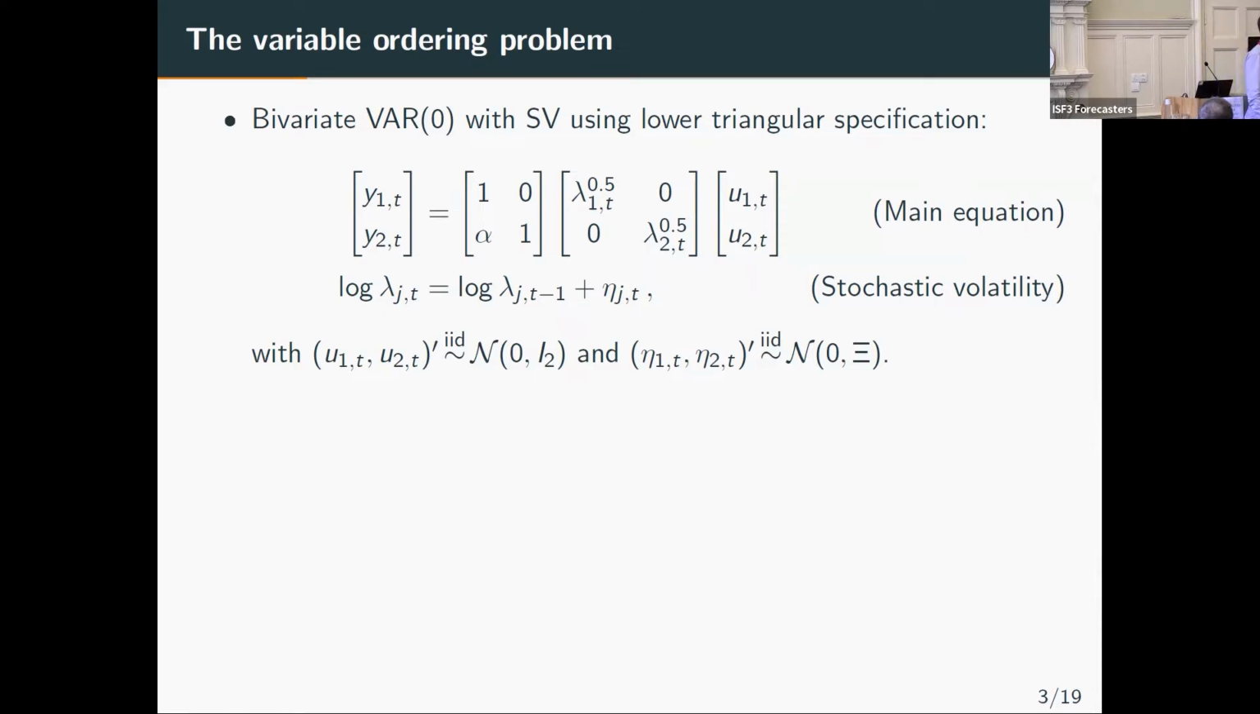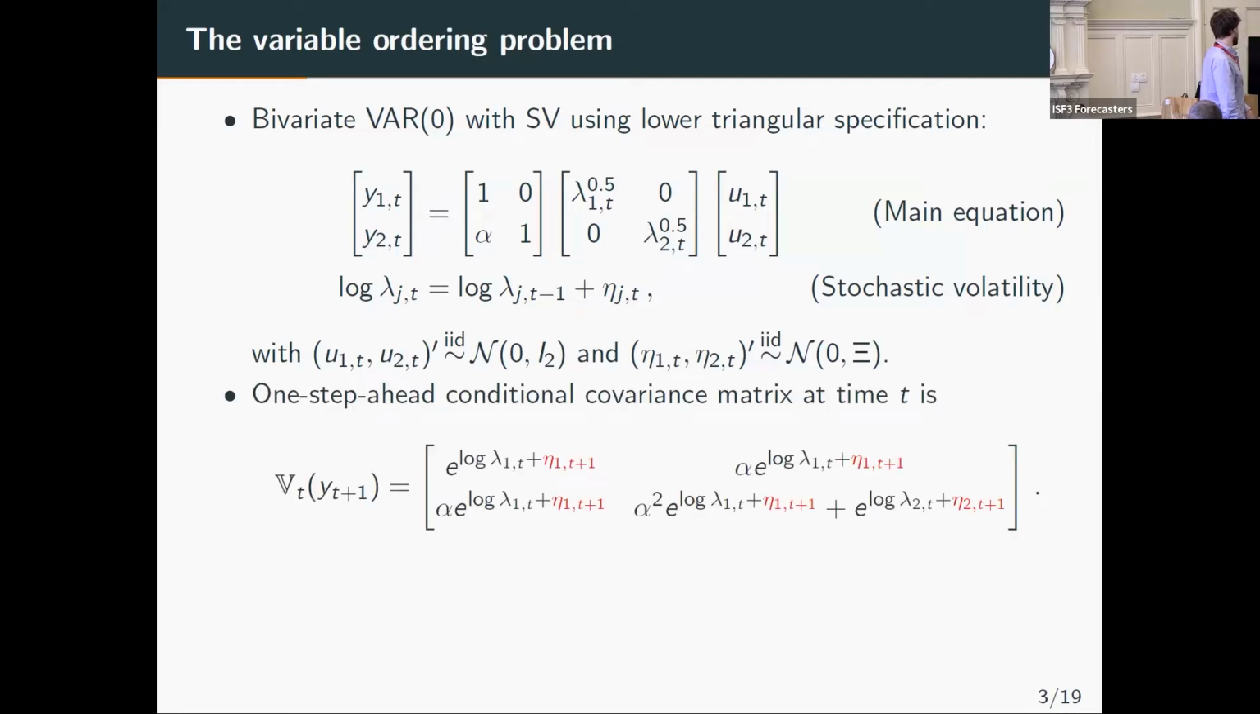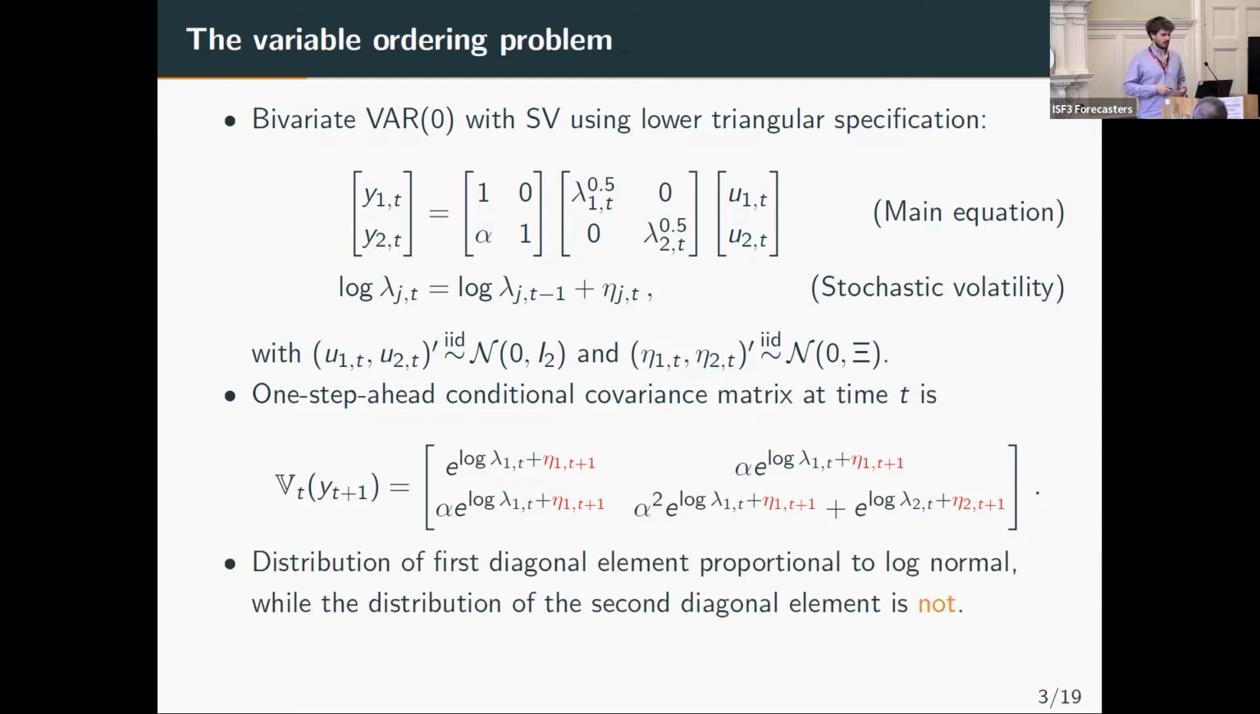And again, this is the lower triangular decomposition. So the one step ahead conditional covariance matrix of this, what does it look like? It looks like this. That's a bit of a complicated expression perhaps, but in the end, if you look at the first diagonal element, you have this e to the log lambda plus the eta. The eta is normal, so this first element is proportional to a log normal. You take the log, you have basically a constant plus a normal.